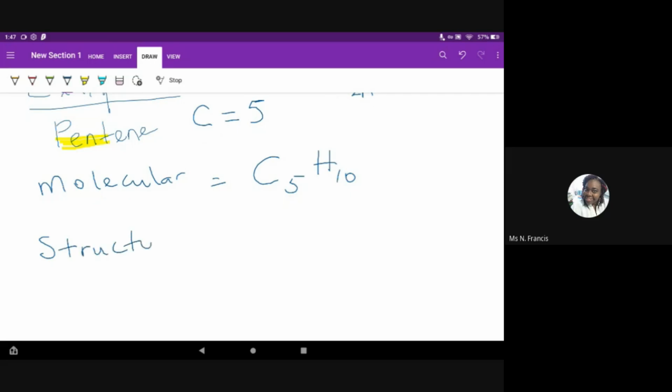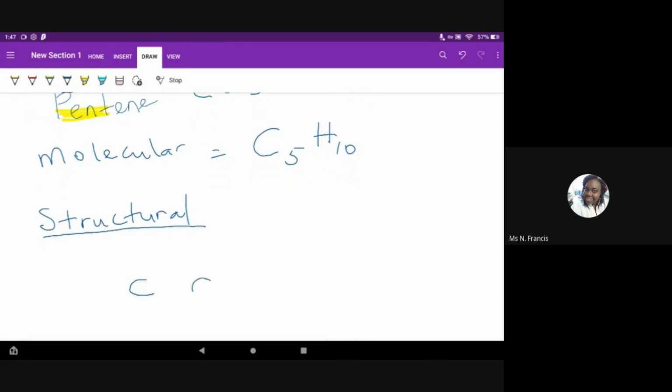Now we need to draw our fully displayed structural formula. Again, remember the advice: start with your carbon chain or your backbone. 1, 2, 3, 4, 5. For now, because we're just practicing, we can put the double bond anywhere we like. However, come Monday, we're going to get more specific with where that double bond lies. So I'm just picking randomly and putting it here.